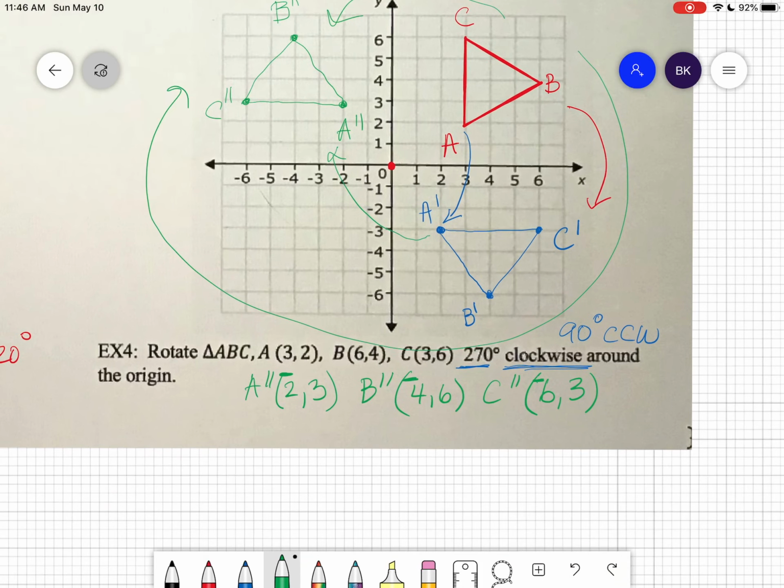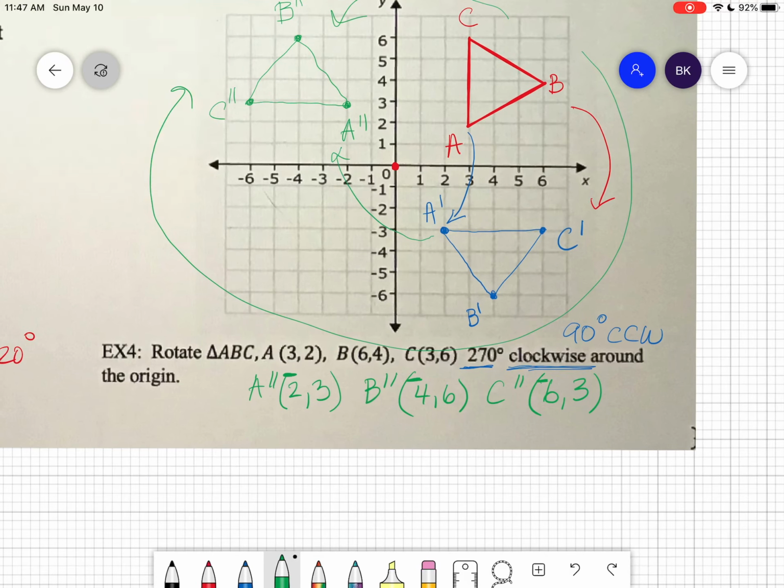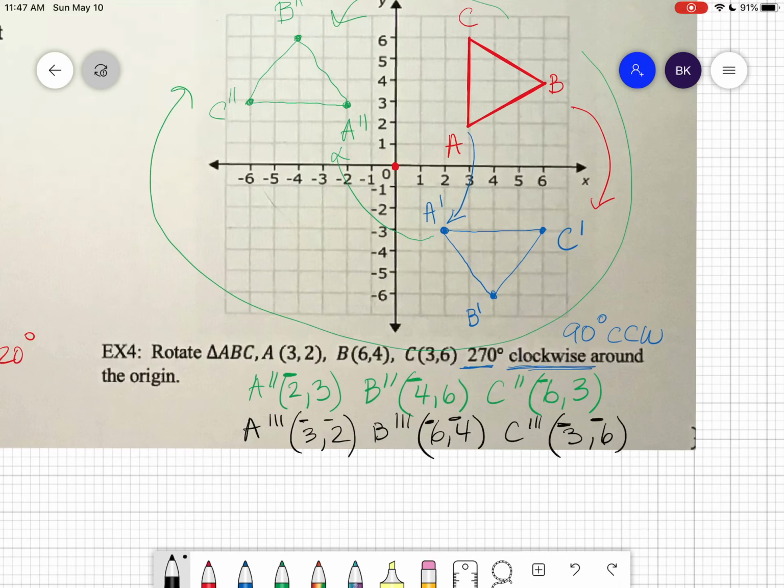So finally, I'm going to show you really quickly 180 degree rotation. Now notice we don't have to swap the coordinates, but what we have to do is change the signs of both x and y to the opposite. So I'm going to use black, and I'm going to do A prime prime prime. It's going to be 3, 2, we're not swapping anything, and it's going to be -3, -2. B prime prime prime is going to be 6, 4. We're not swapping anything. And C prime prime prime is going to be 3, 6, and negative for that.